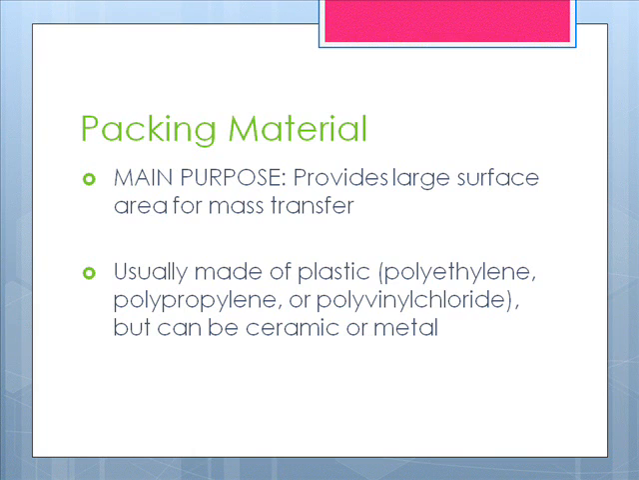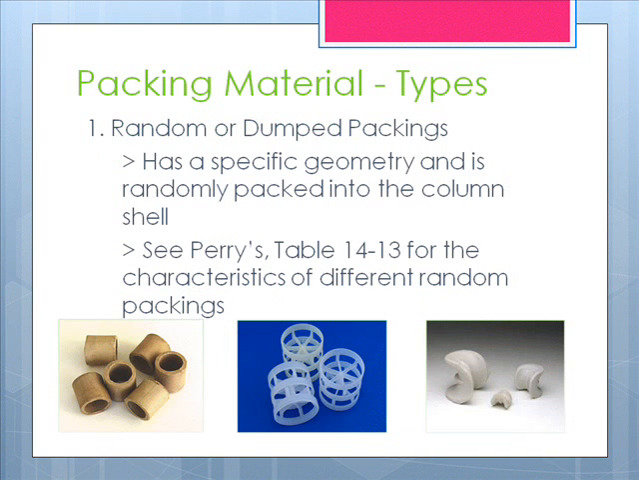One of the many factors which contribute to the general capability of the packed tower design is the packing material used. The primary purpose of the packing material is to provide a large surface area for mass transfer. Packings are usually made of plastic, such as polyethylene, polypropylene, or polyvinyl chloride, but can be made of ceramic or metal. They are generally divided into three classes, as follows.